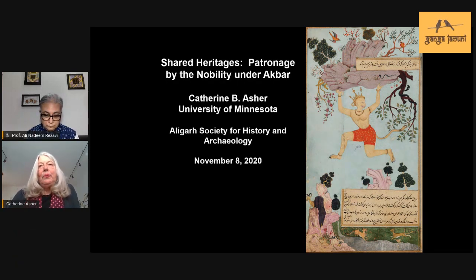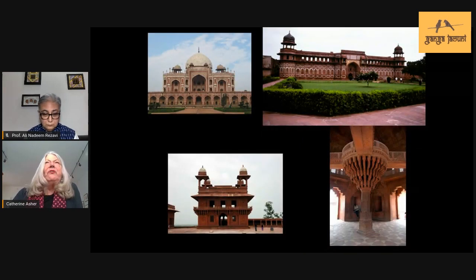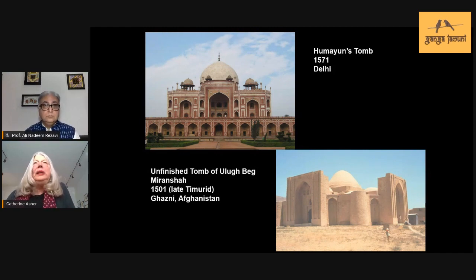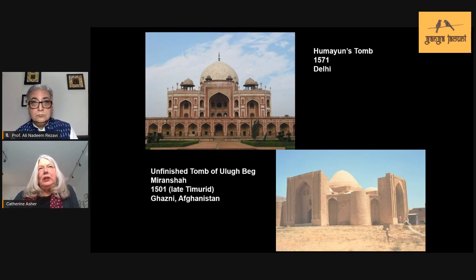Patronage by the nobility under Akbar. Why don't we start off by just very quickly thinking about architecture under Akbar. Certainly, the earliest material, his earliest project, Humayun's tomb, completed in 1571, with which I'm sure you're all familiar, is very much in the Timurid tradition. What we're seeing here right now on the bottom part of the screen is an uncompleted Timurid tomb, but I think you can get the idea.